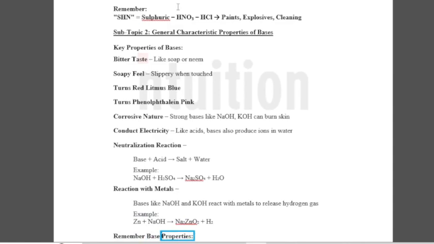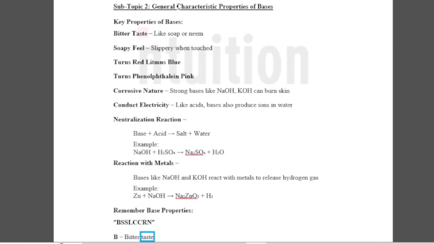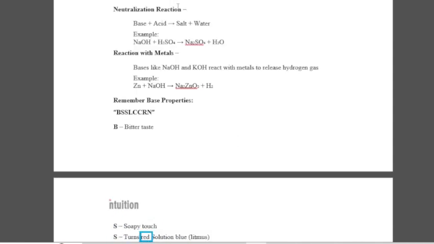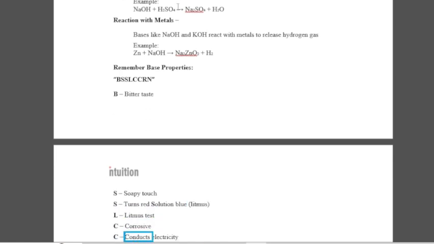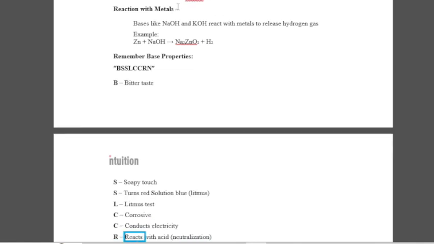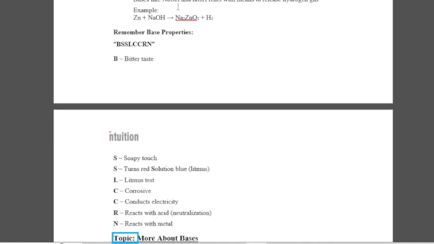Remember base properties: BSSLCCRN. B, bitter taste. S, soapy touch. S, turns red litmus blue. L, litmus test. C, corrosive. C, conducts electricity. R, reacts with acid, neutralization. N, reacts with metal.